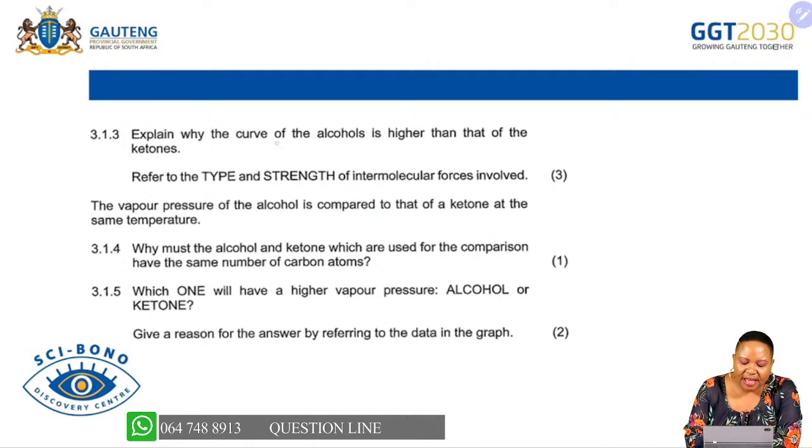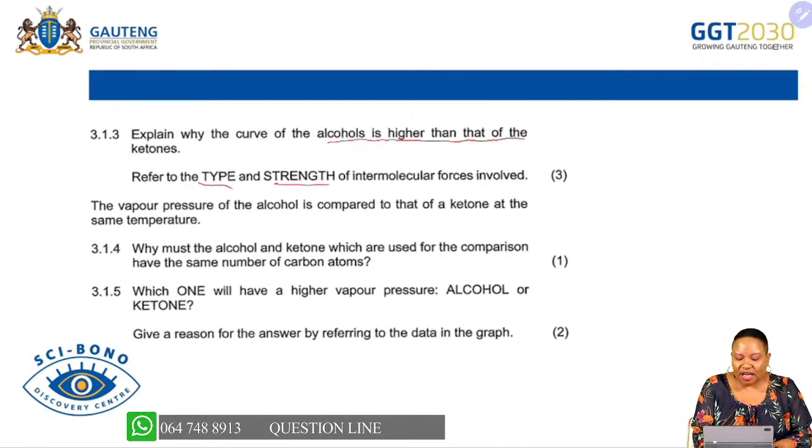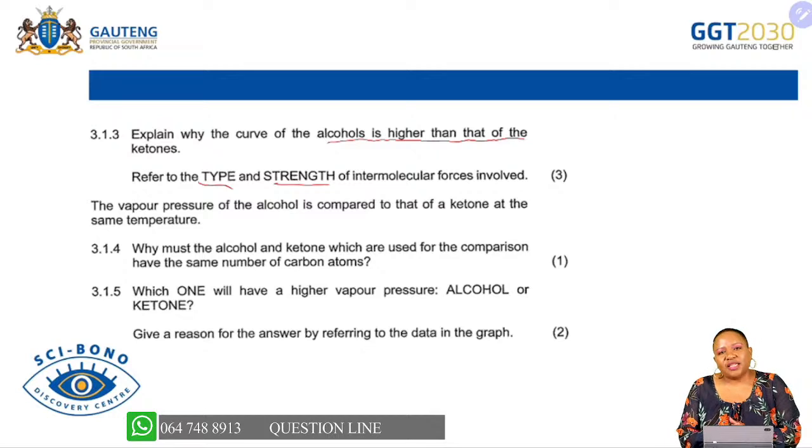Explain why the curve of alcohols is higher than that one. Definitely this is explained by what I just explained, that alcohols have one side of hydrogen bond. Now they want you to refer to the type and the strength of the intermolecular forces. So the type is that alcohols have one side of hydrogen bond, whereas ketones have dipole. You know that I only mention what is outstanding. I don't say London, dipole, and hydrogen. I just mention hydrogen bonds because they are the ones that are outstanding in terms of the alcohols. And then the ketones, dipole.